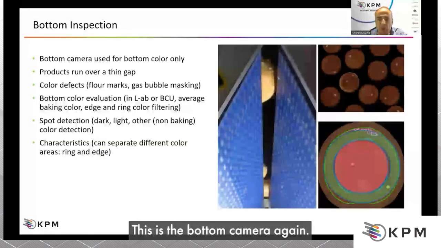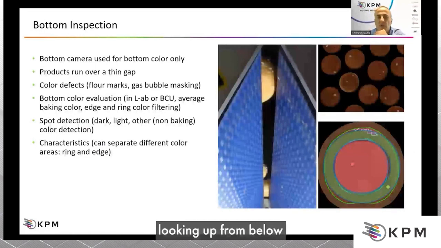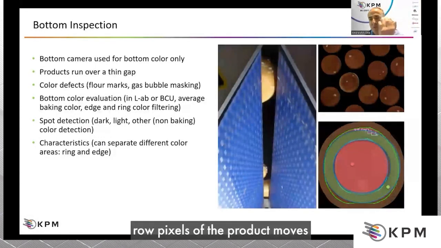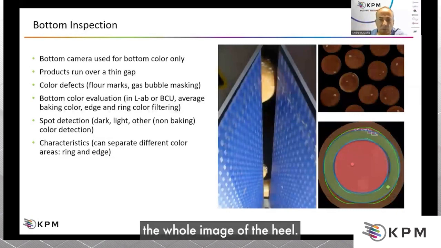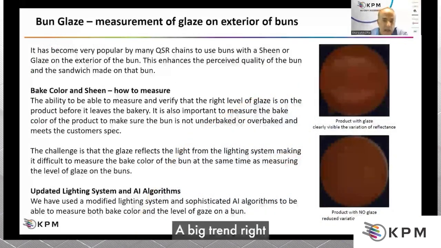This is the bottom camera again. Again, the camera looking up from below through a gap in the conveyor and capturing one row of pixels as the product moves across the gap to put together the whole image of the heel. A big trend right now is using glazed buns in QSR restaurants. So you'll see McDonald's, Burger King, Wendy's, they're all using glazed buns to enhance the appearance of the product.